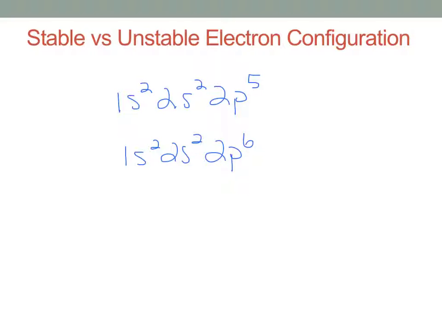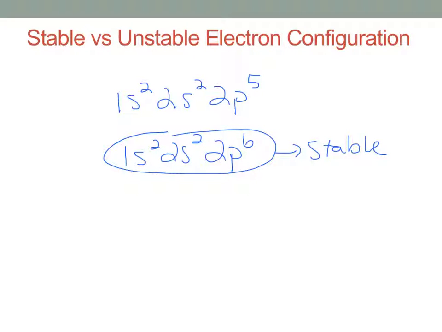You're going to have to be able to look at these electron configurations and tell me which one you think is stable and which one you think is unstable. So if you take a look at those, I hope in your mind you can decipher the difference. This one right here is stable, and the reasoning is because it has a p orbital that's filled. P orbitals can hold 6 electrons. It has 6 in it.